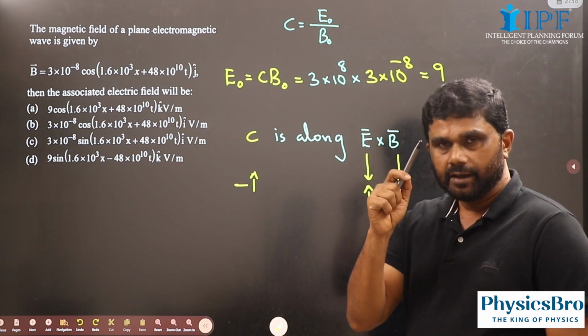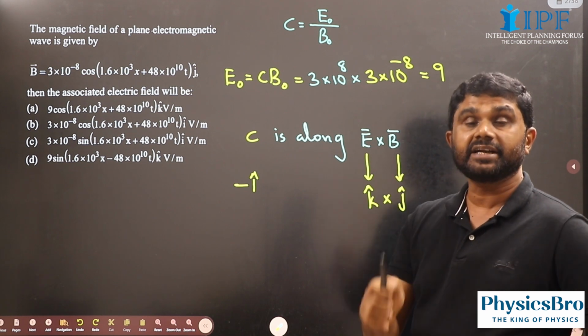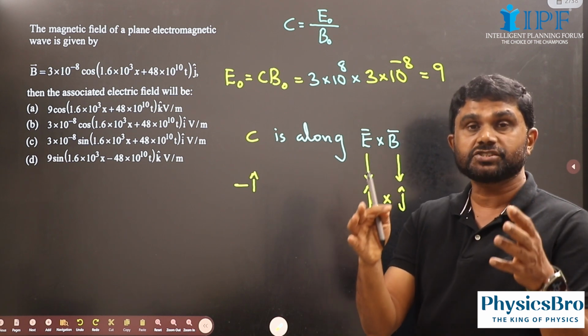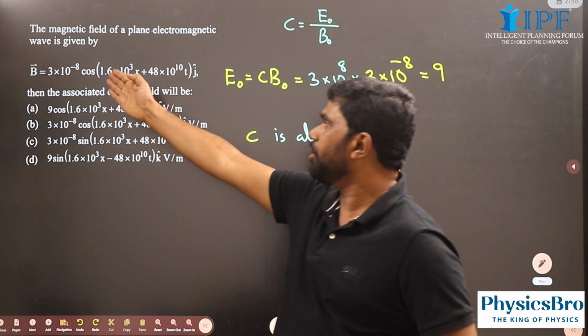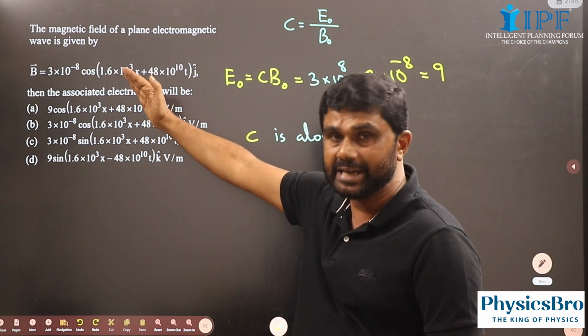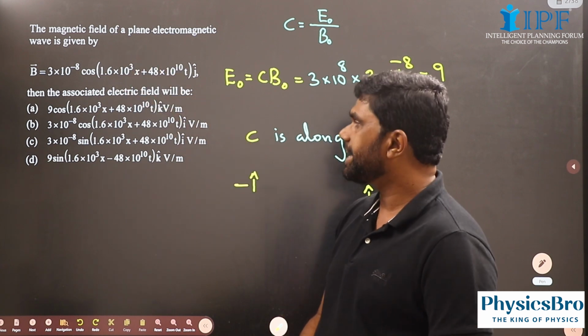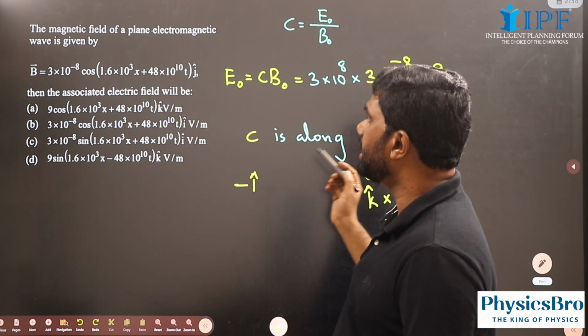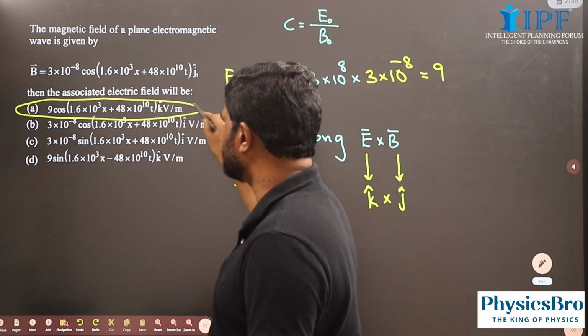In a progressive electromagnetic wave, the electric and magnetic field vectors will always be in phase with each other. So the trigonometric function will be exactly the same for both electric and magnetic fields. So the expression must be 9 with the cosine function. So this must be the correct option.